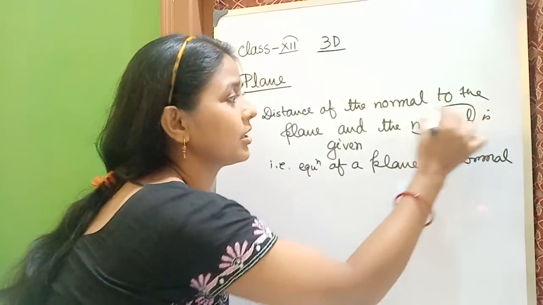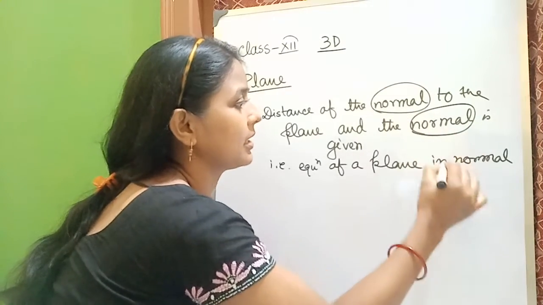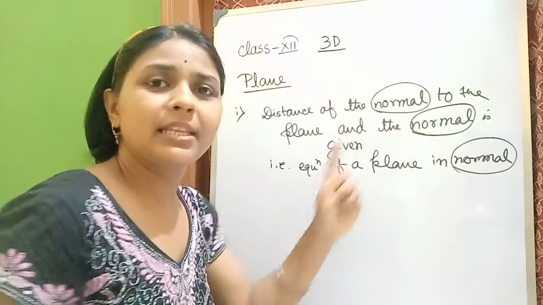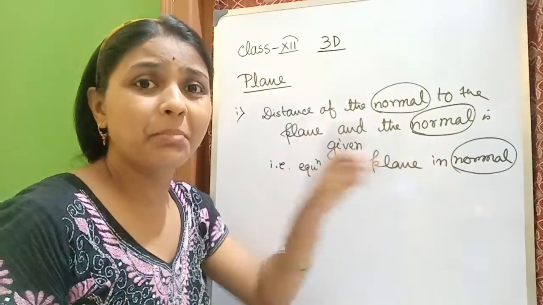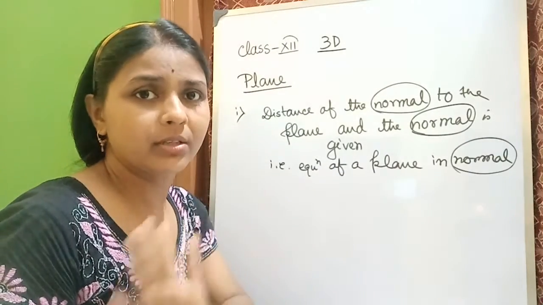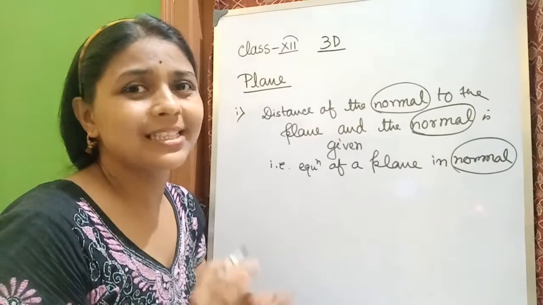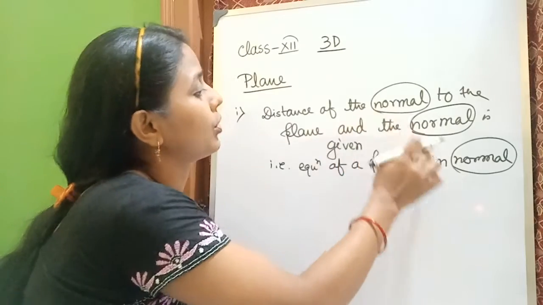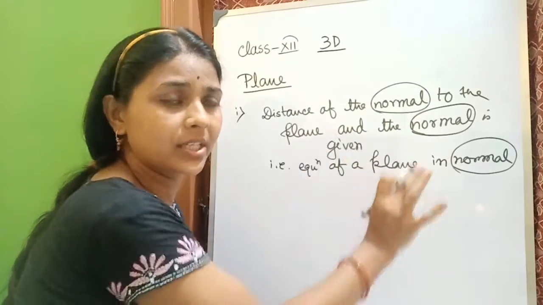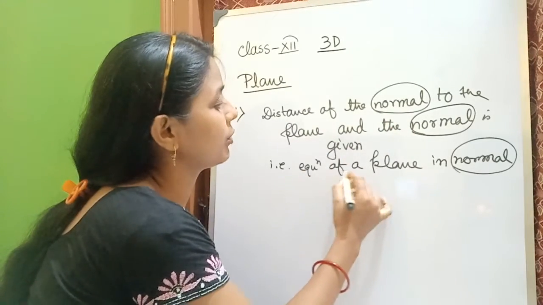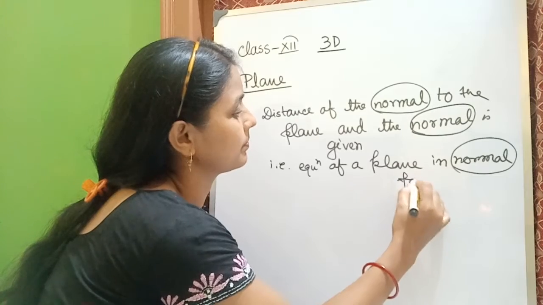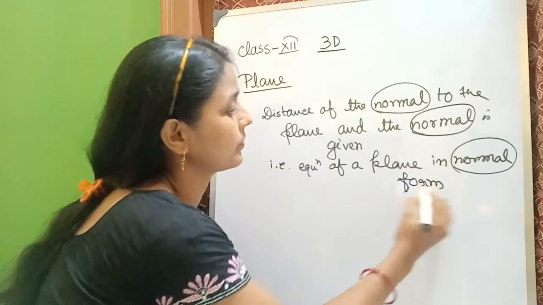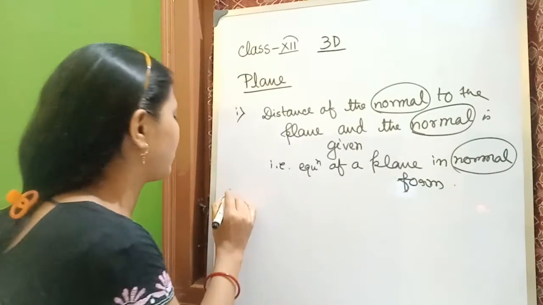This word normal means perpendicular. It doesn't mean general; general is different. It is a particular term, the normal form. So the equation of a plane in normal form. Okay, this is number 1.